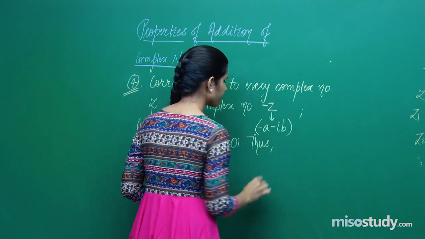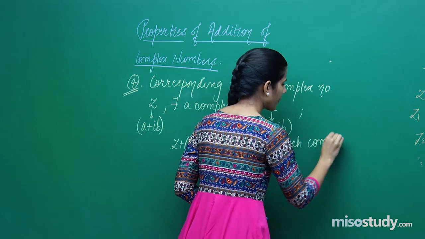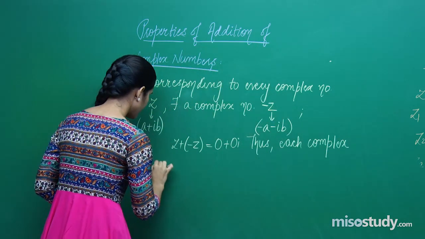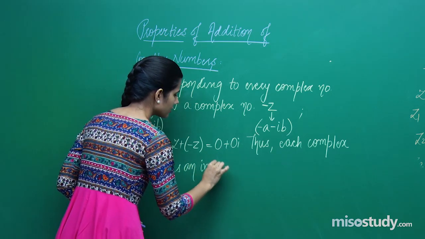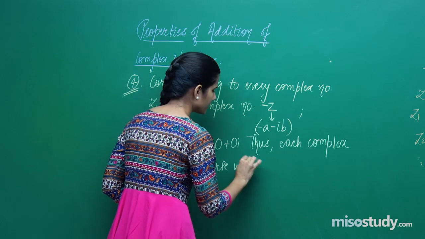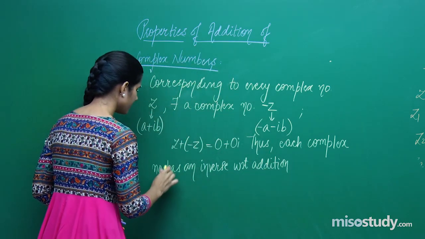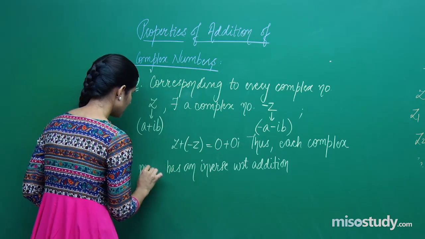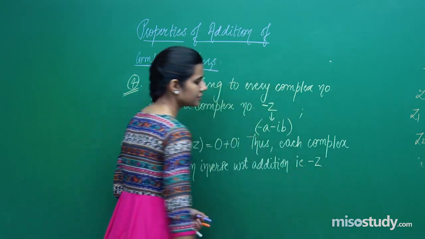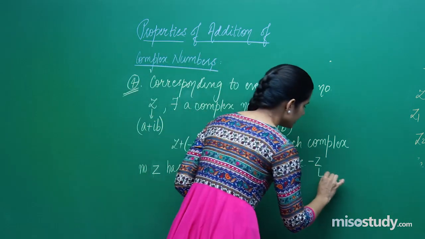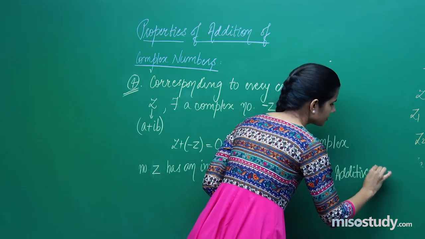Thus, each complex number has an inverse with respect to addition. Each complex number z has an inverse with respect to addition, that is minus z. And minus z is known as the additive inverse.